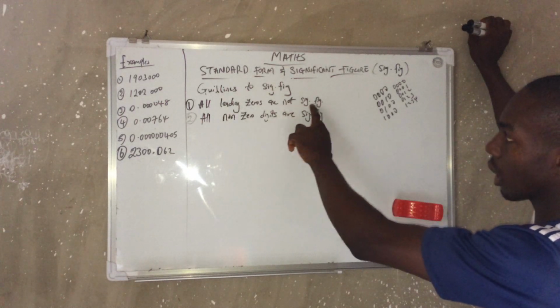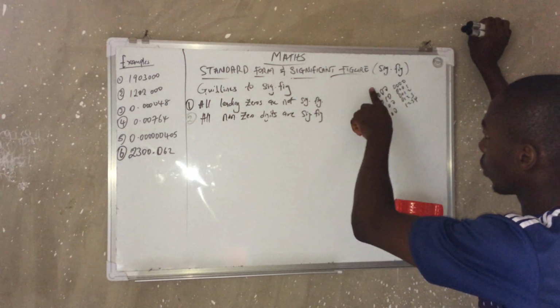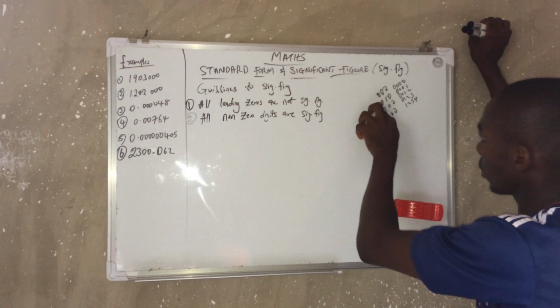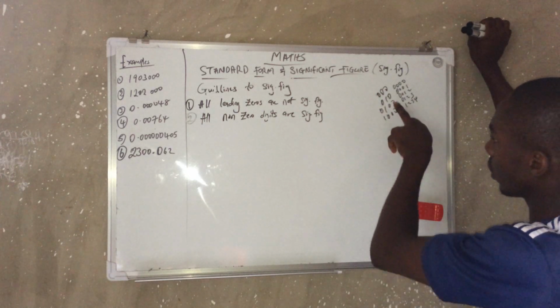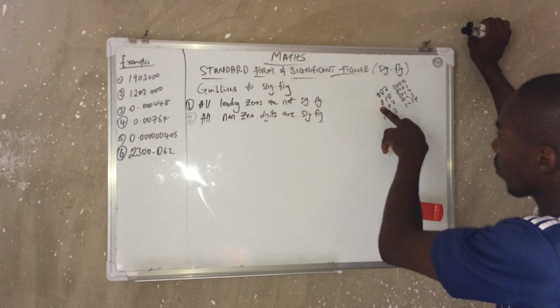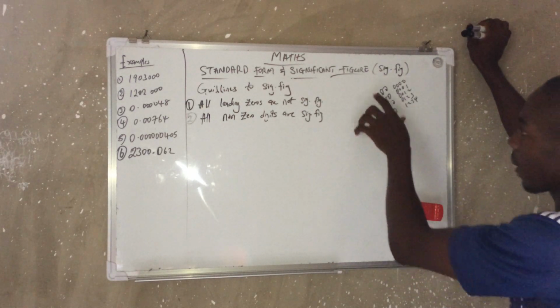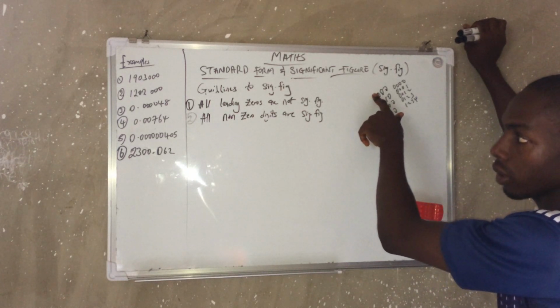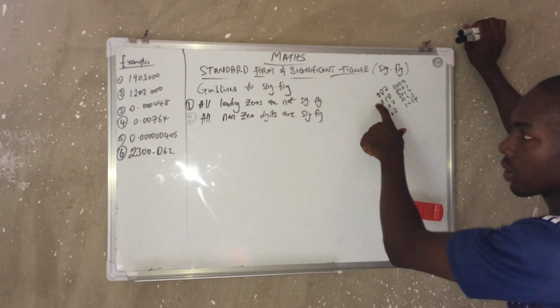All leading zeros are not significant figures. We remove the leading zero that is here, we still have 0. We still remove this leading zero that is here, we still have 0. We remove the leading zero that is here, we have 1. So we see that here we don't have any significant figure. Here we don't have any significant figure.